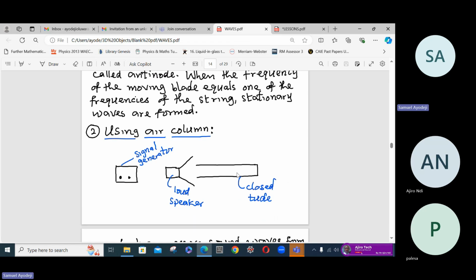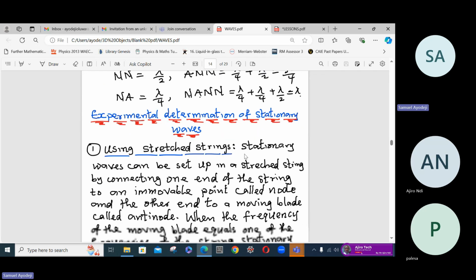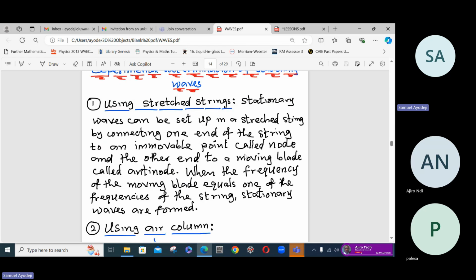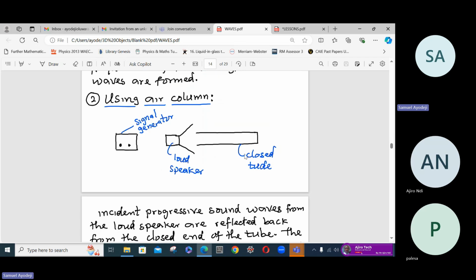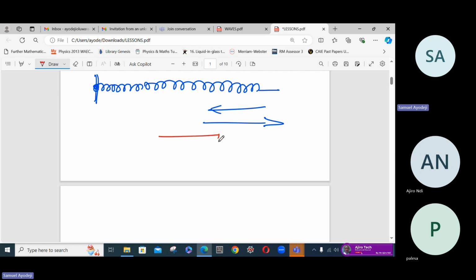Two, using the air column. It depends on the question. If the question asks you for the experiment, the question has to be specific about what they want you to use to explain: explain in terms of string, or explain in terms of air column. For the air column, we use a closed pipe, a pipe that is closed at one end. You use a signal generator, which generates waves, and connect a loudspeaker to it. So the wave passes through there, travelling through this air column. So you have the air column here.